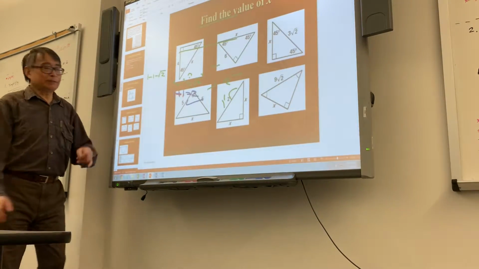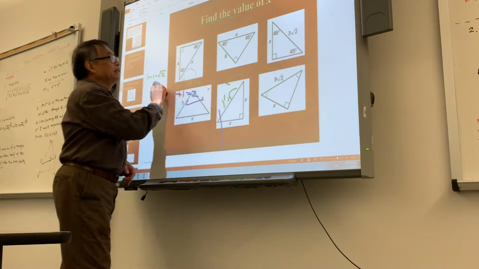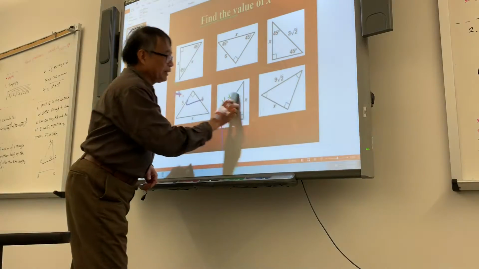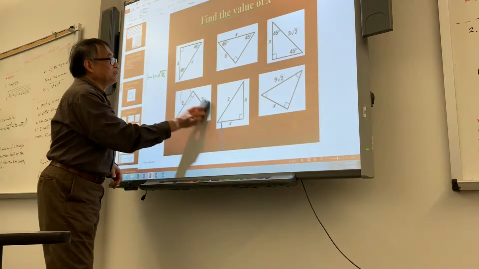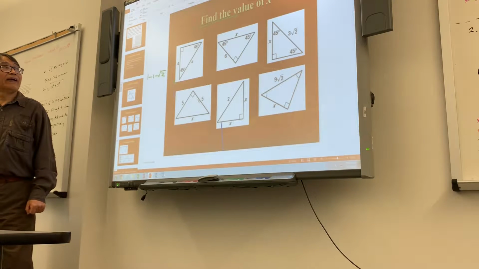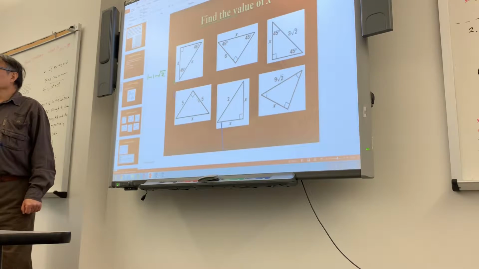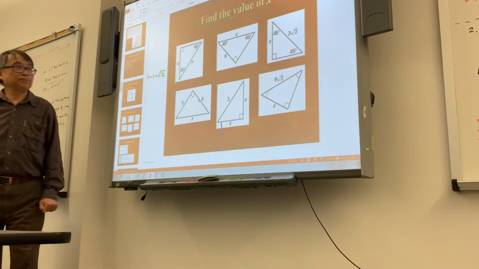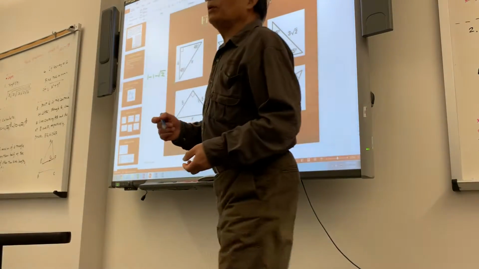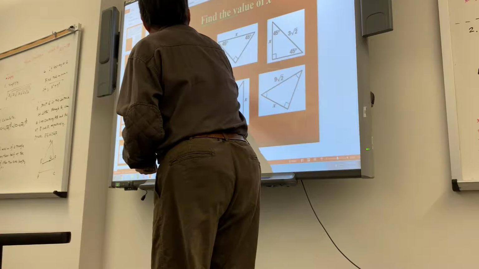We have some practice. For the quiz, you need to do this kind of stuff. Okay, please? Every question is 45, 45, 90 degrees. Now, who is a volunteer to do the first question for me? X equals what? 4 square root of 2.